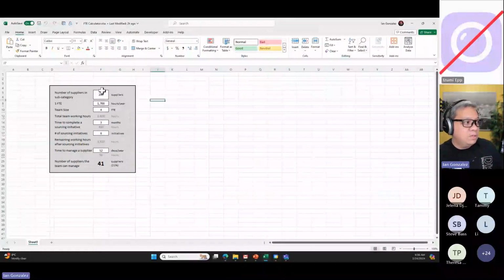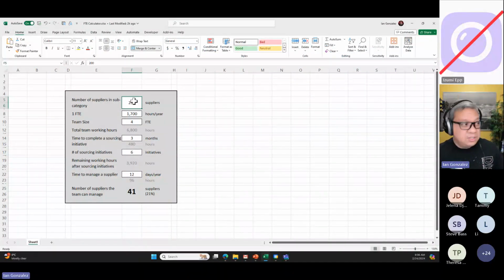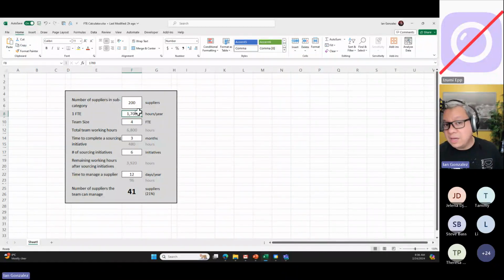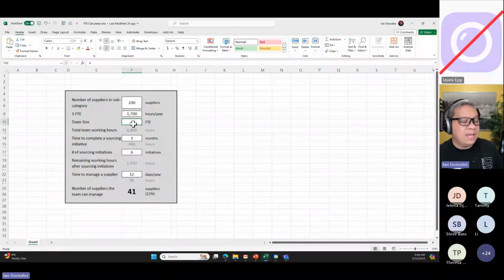So the way you do this is enter, like it said, the number of suppliers in the subcategory that you manage. What constitutes one FTE? You estimate how many working hours, and if you want this to work properly, make sure that you consider that people go on vacation, there are holidays, so people do not really work 8 to 9 hours, 5 days a week. That doesn't happen. So that's why this isn't 2,000 something. It's only 1,700. Then you say how many FTEs.